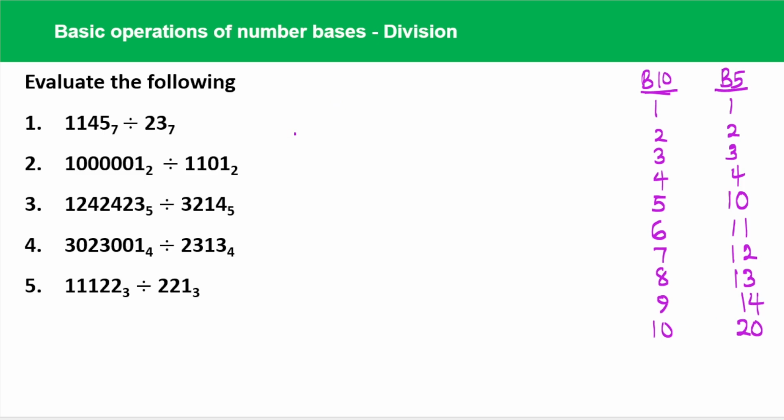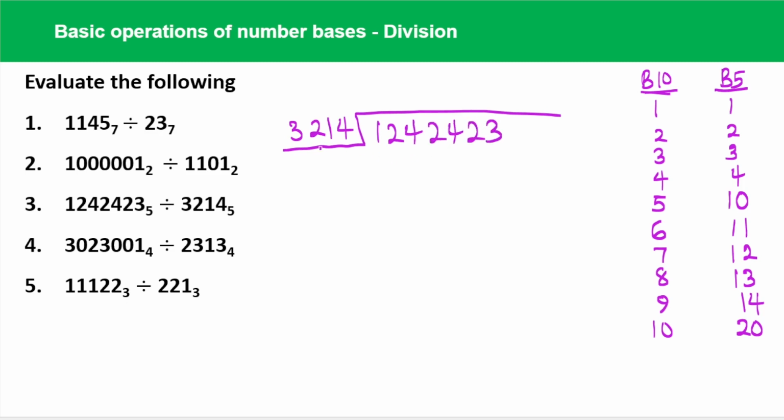Now let's begin our division by setting up our division table. 3214 to divide 1242423. 3214 in 1 is impossible, in 12 is impossible, in 124 impossible, in 1242 is also impossible because they are less. So we now do in 12424. So how many 3214 can we get from 12424? Let's check that out.